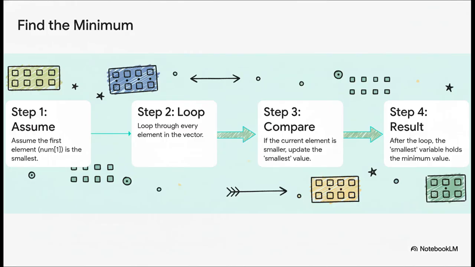Now that our data is all neatly organized, we can do some really powerful things. Let's say we want to find the smallest number in our list. The logic is actually pretty clever. First, you just assume the very first number is the smallest. We'll call it our champion. Then you use a loop to go through every other number in the list and compare it to the champion. If you find one that's smaller, it becomes the new champion. By the time the loop is finished, the last one standing is the true minimum value.